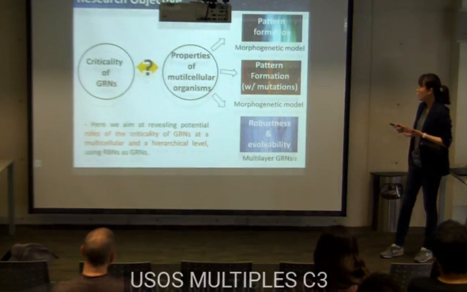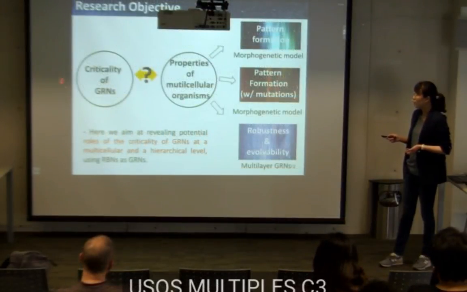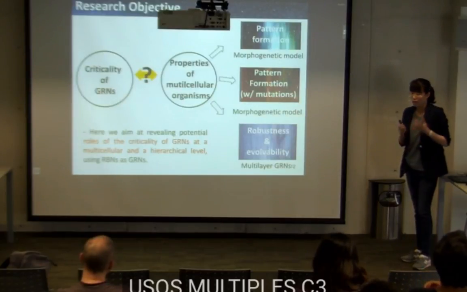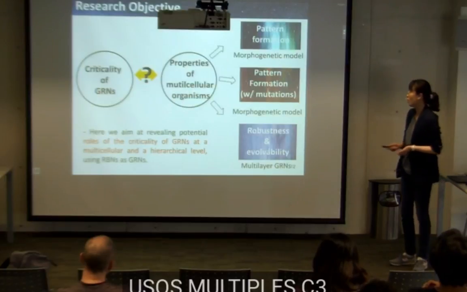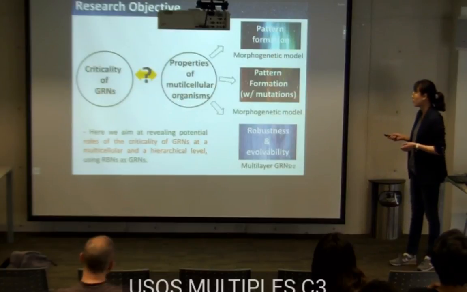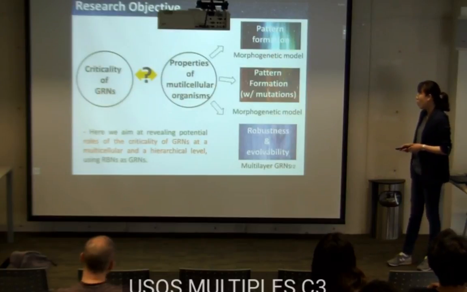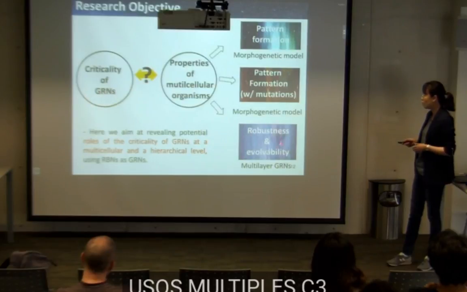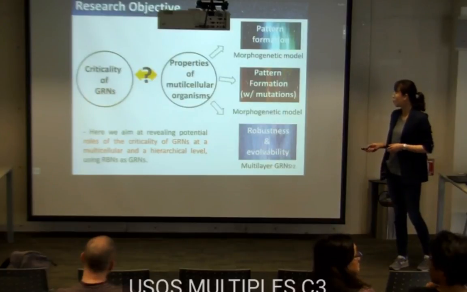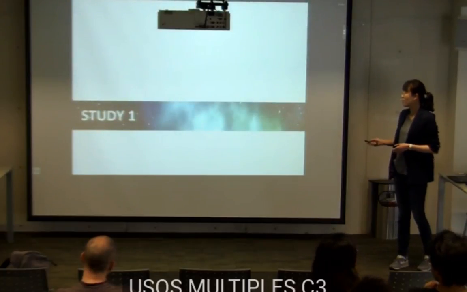Secondly, we examine how the criticality of gene regulatory networks affects the pattern formation in the presence of mutations. We use the same model and we add genetic perturbations to gene regulatory networks. Thirdly, we investigate how the criticality of gene regulatory networks affects the robustness and evolvability of multi-layer gene regulatory networks. This is the first study.